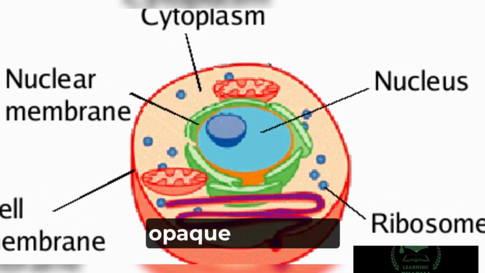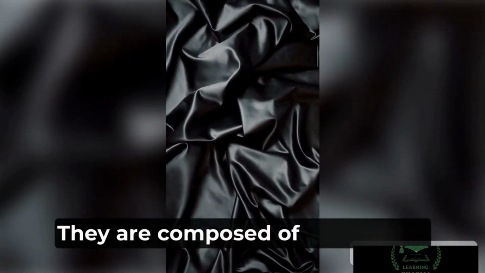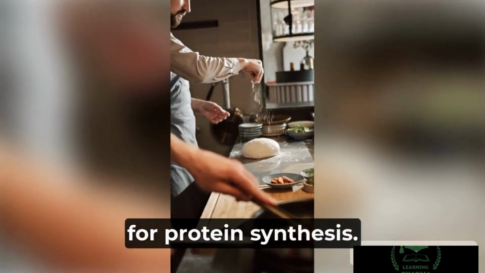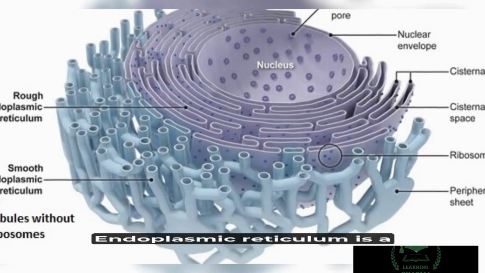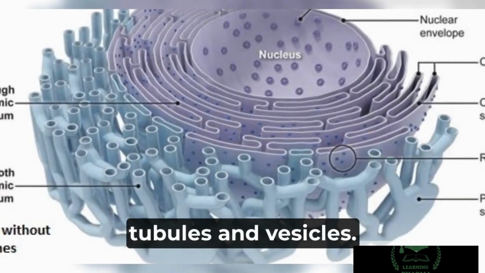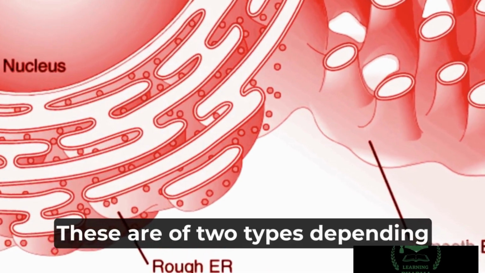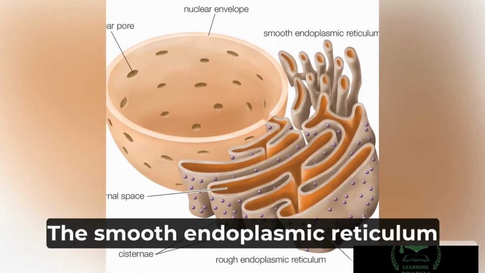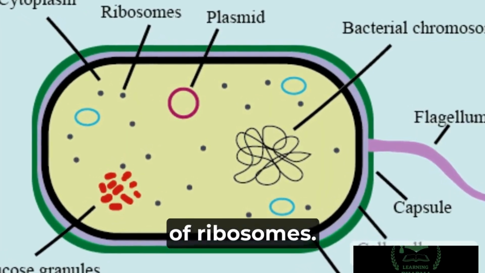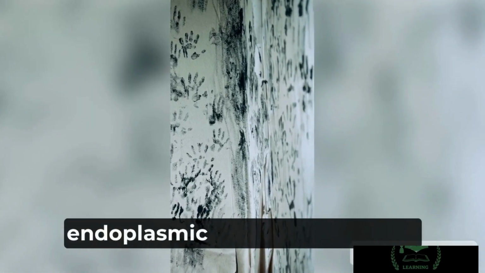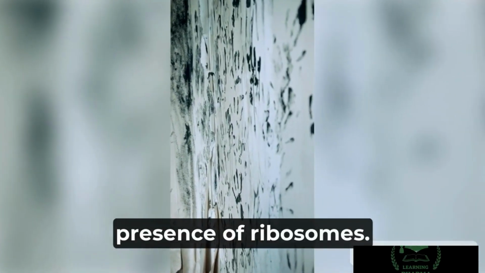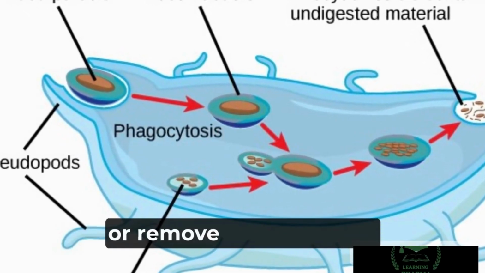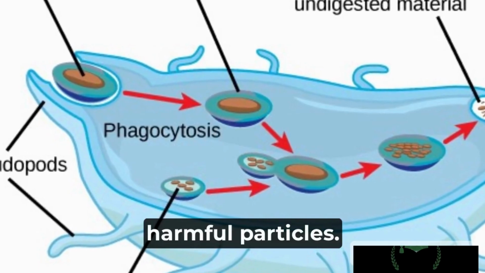Ribosomes are small dense opaque particles. They are composed of ribonucleic acid and protein. They are intracellular sites for protein synthesis. Endoplasmic reticulum is a complicated network of tubules and vesicles. These are of two types depending upon the presence or absence of ribosomes. The smooth endoplasmic reticulum is without ribosomes. The other one is the rough endoplasmic reticulum with the presence of ribosomes. Lysosomes are minute structures containing enzymes that digest or remove useless or harmful particles.